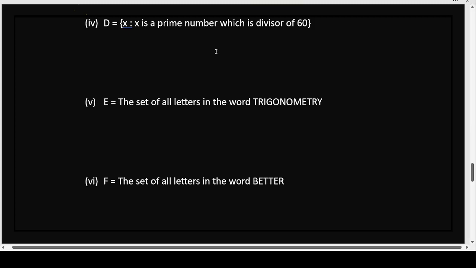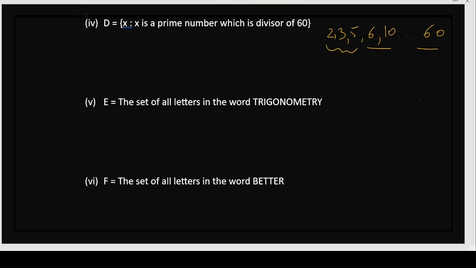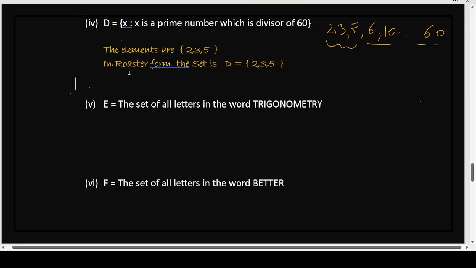Next one is D. X is a prime number which is a divisor of 60. What are the divisors of 60? You can write 2, 3 is also a divisor, 5, 6 is also a divisor, 10, up to 60. These are the factors, you can say. But what are the prime numbers? 6, 10, 60 are not prime numbers. Only 2, 3, 5 are prime numbers. The prime factors are 2, 3 and 5. In roster form, the set D is equal to 2, 3, 5.